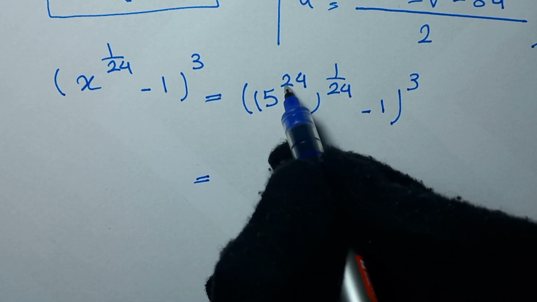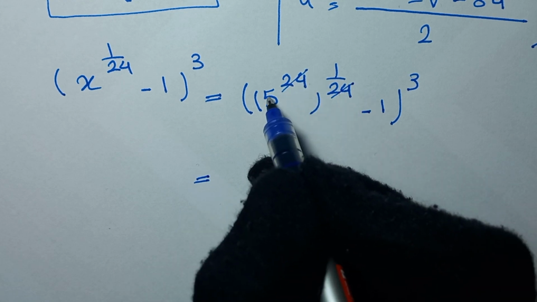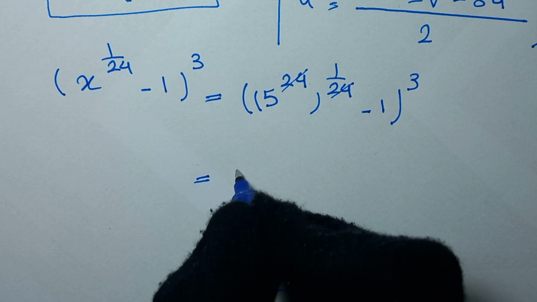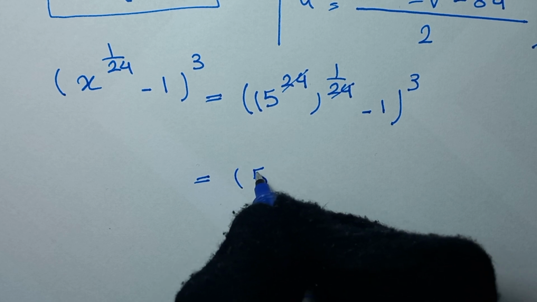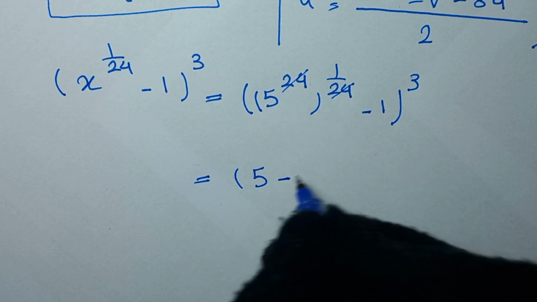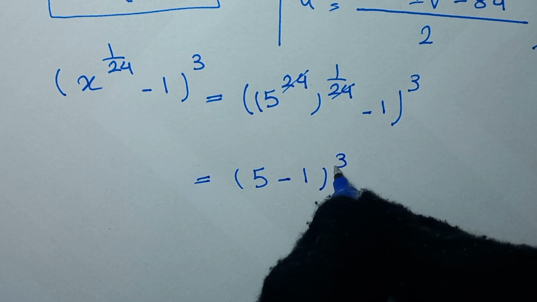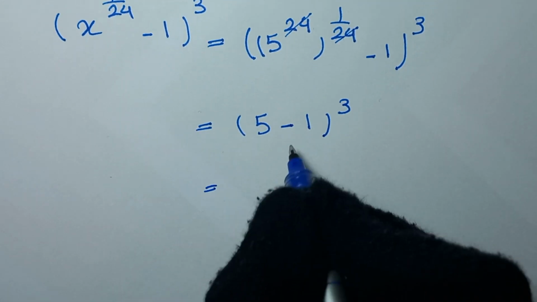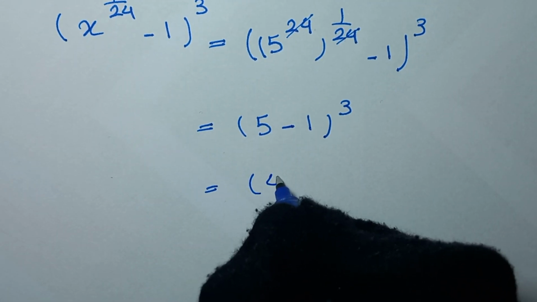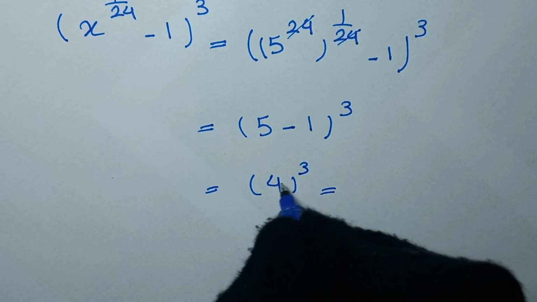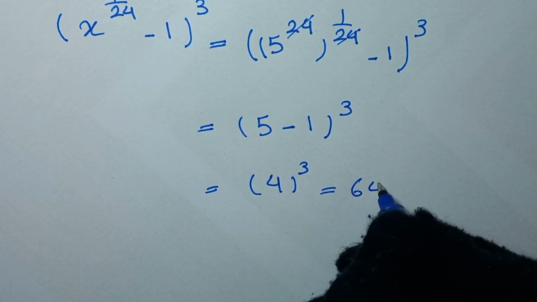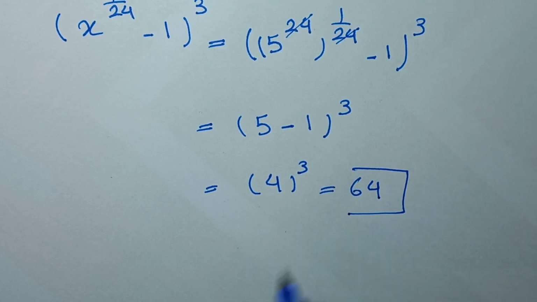In here, this 24 will cancel this, and it will be 5 to the power of 1, right? So we have 5 to the power of 1, and 5 to the power of 1 is 5, minus 1, to the power of 3. And it will be 5 minus 1 is 4, to the power of 3, and 4 to the power of 3 will be 64. And this is our final answer.